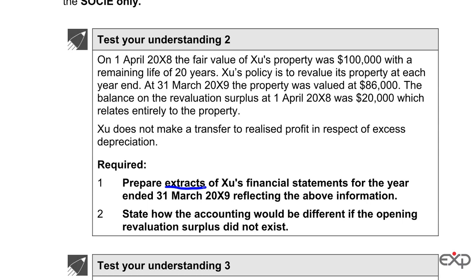Now, we've got down here a company that at the beginning of a period, notice it's got a year end of March, the fair value of the property is 100,000 and it's got a remaining useful life of 20 years. The policy is to revalue a property at the year end, and at the end of the year the property has gone down in value to 86. The balance on the revaluation surplus was 20,000, which relates entirely to this particular property. And it then says that we don't make a transfer. I'll talk about that later on. So let's just talk very briefly about how we're going to deal with this.